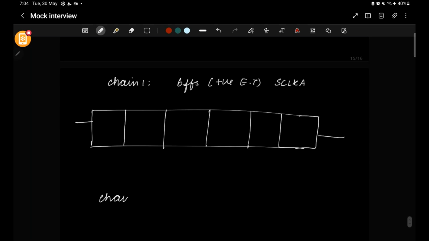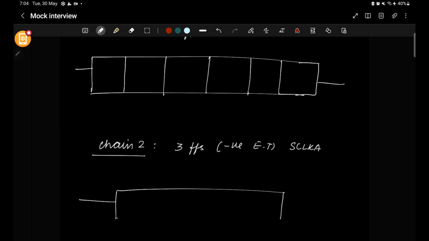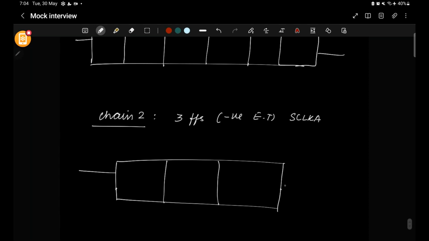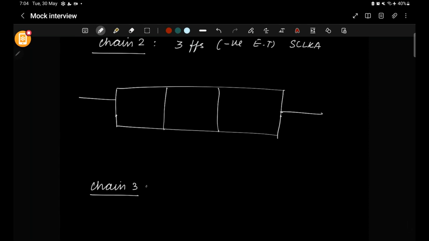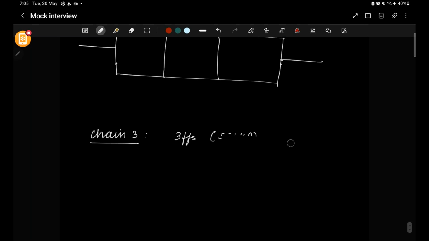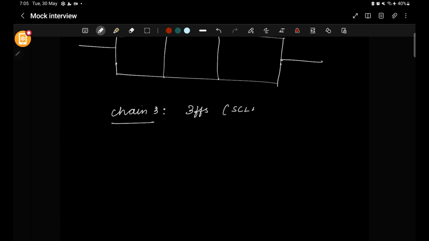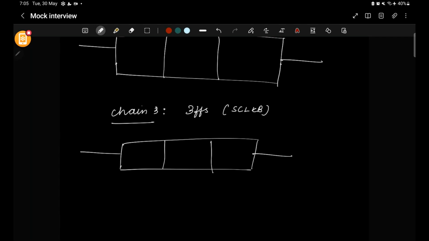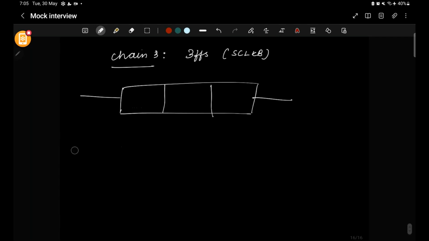And in chain 2, we are having 3 flops, the negative edge triggered flops of scan clock A. And in chain 3, we are having 3 flops, that is of scan clock B. So here there are 2 clocks, right? Scan clock A and scan clock B.